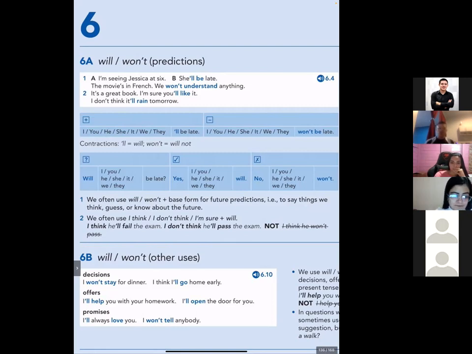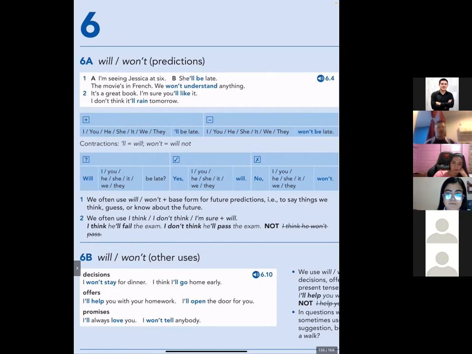How does it work? Pretty much what happens is that we're going to have the subject plus will, and after will, we're going to have the verb in the base form. For example, I am seeing Jessica at 6. She will be late. So most likely, maybe Jessica is a person who likes to be very late, or maybe it's already 5:55 and we know nothing about Jessica yet. So we're like, oh, she will be late.